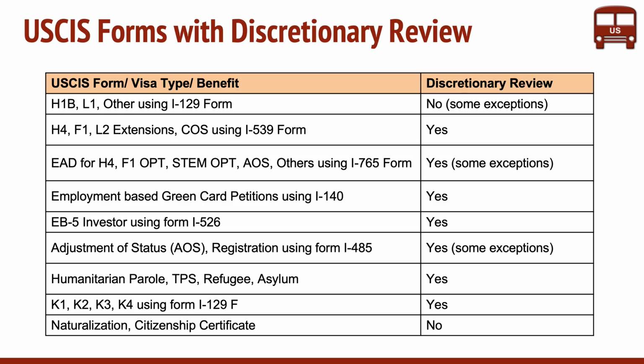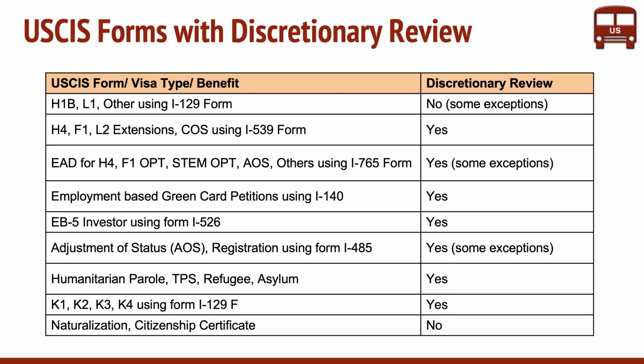Now, what are the forms that are actually impacted by the current policy changes? As you can see on the screen, we have tabulated it in a nice form, showing where it applies and where it doesn't apply. So if you look at H1B, L1, and other holders who use the I-129 form, it does not apply, with only a few exceptions, related to K1 applications, I would say.